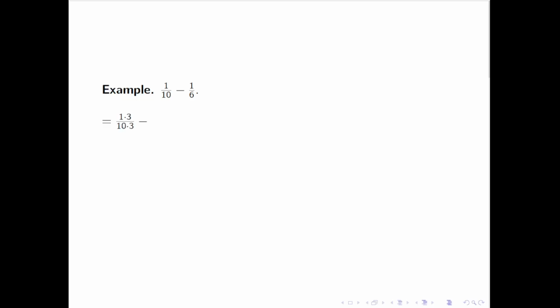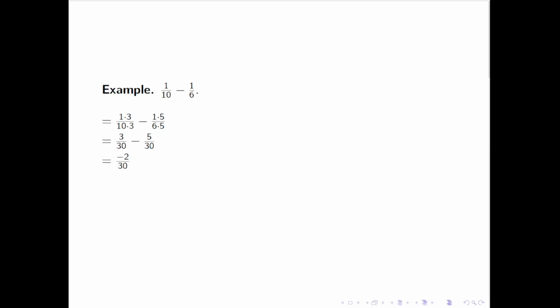For the first fraction, multiply the top and the bottom by 3. For the second fraction, multiply the top and the bottom by 5. Simplifying each numerator and denominator separately, we have 3 over 30 minus 5 over 30.